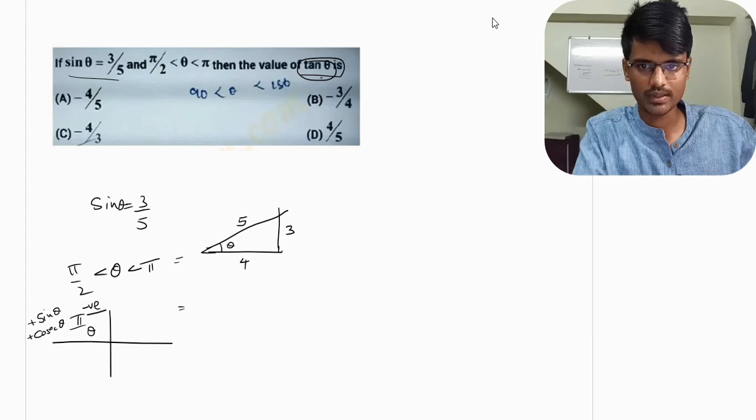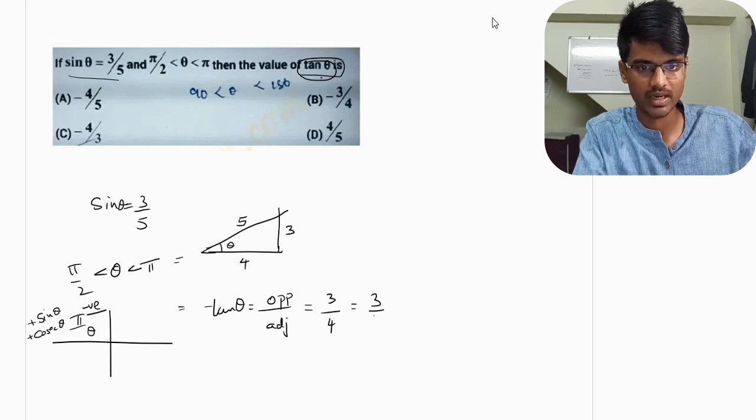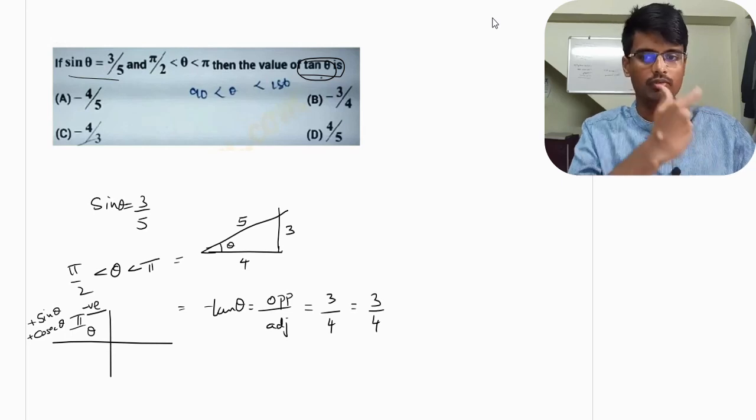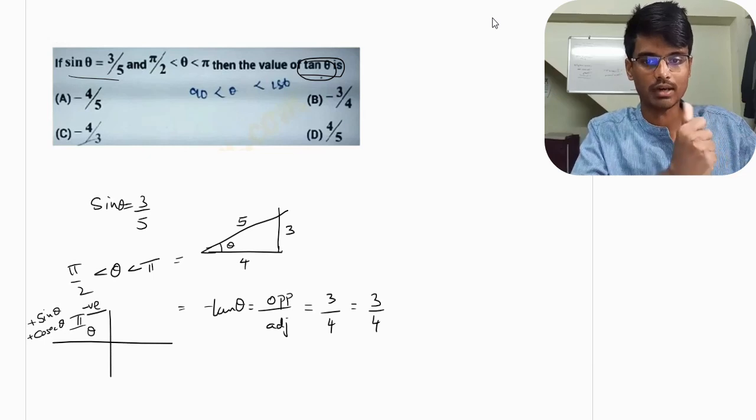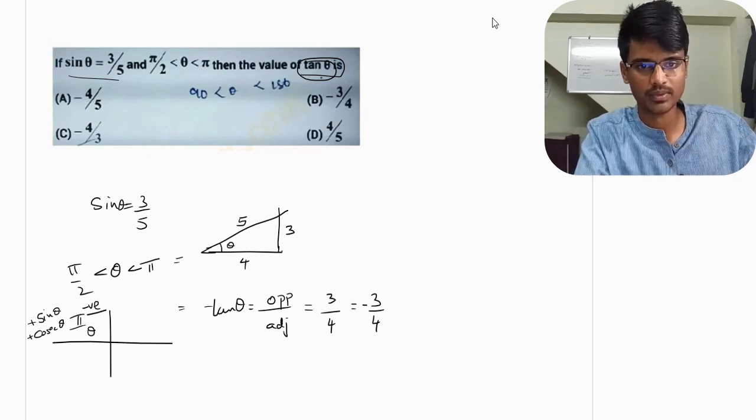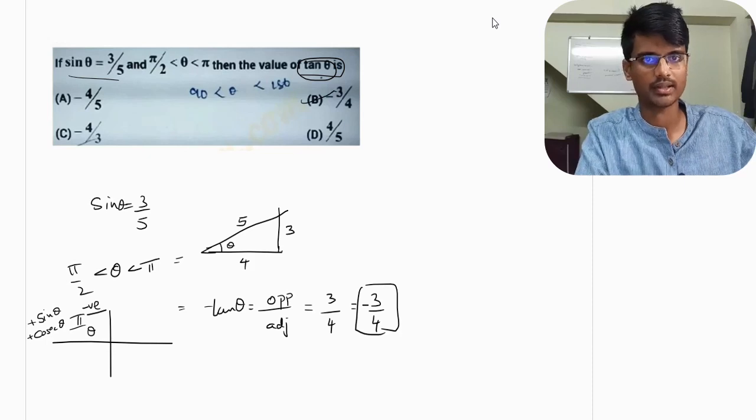So what is tan theta now? Tan theta, we know that it is opposite by adjacent, right? What is the opposite side here? It is 3. Adjacent side is 4. So the answer is 3 by 4. But the sign is important. We have to take it as negative because our theta is in the second quadrant. So the correct answer is minus 3 by 4. So option B is the correct answer. Moving on.